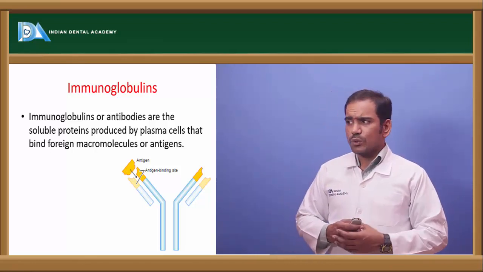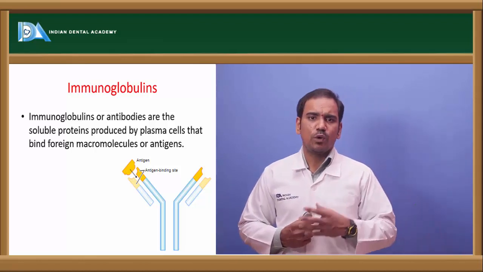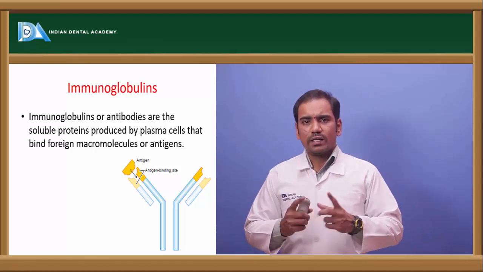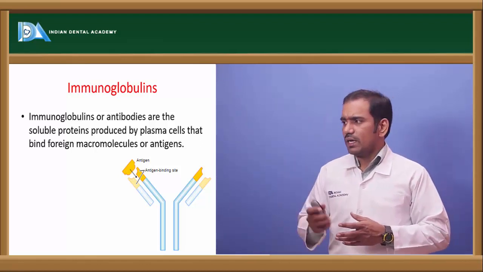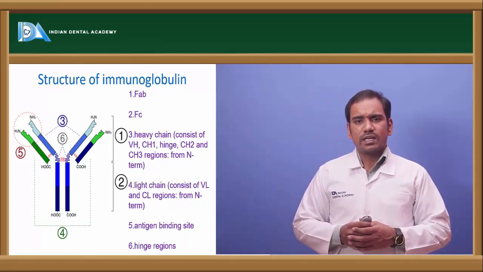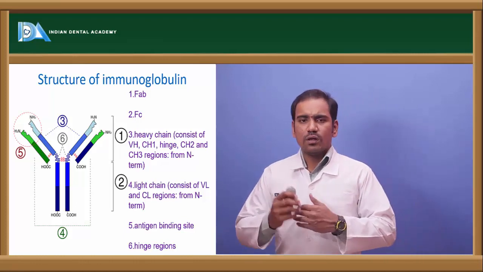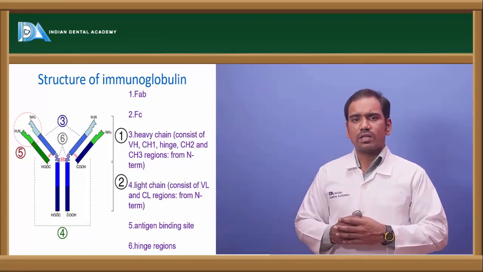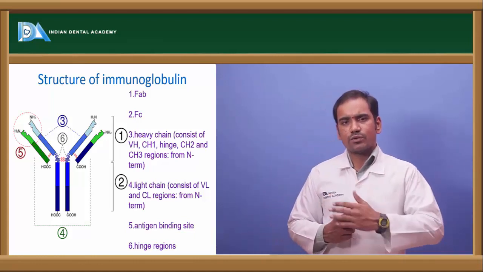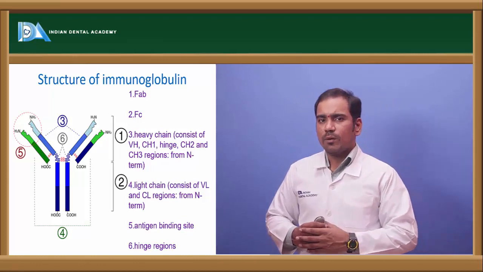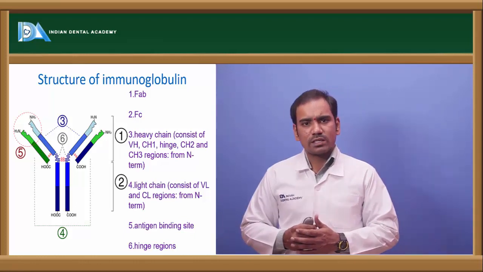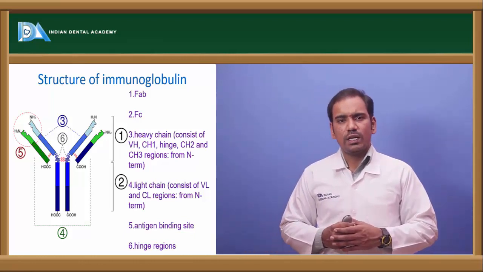Right? When you see the structure of immunoglobulins, it has 4 polypeptide chains, 2 light chains and 2 heavy chains, and it resembles a Y-shaped structure. The light chains and heavy chains of immunoglobulins have 2 parts: one is the variable region and the other is the constant region. The variable region is towards the amino end, and the constant region is towards the carboxyl end of the polypeptide chains. Each light chain has 220 amino acids, whereas the heavy chain has 440 amino acids.